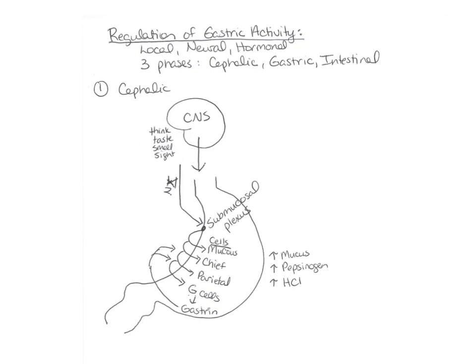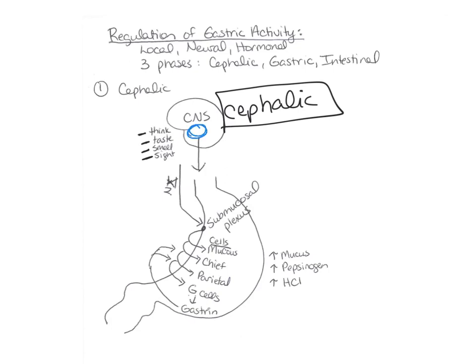So the cephalic phase, cephalic just means brain, right? So this information, this is all brain controlling the stomach. The cephalic phase begins when you see food, when you smell food, when you taste food, and it will even begin when you just think about food. This phase is directed by the central nervous system, and it is sent down to the stomach through the vagus nerve. It basically prepares the stomach to receive food.